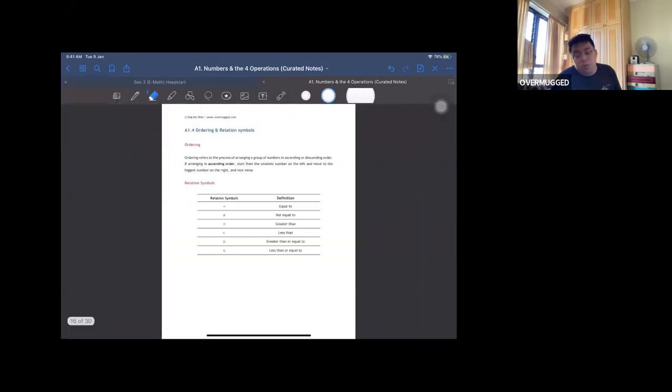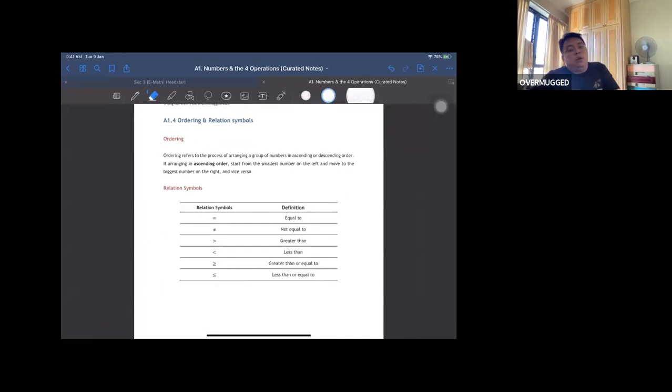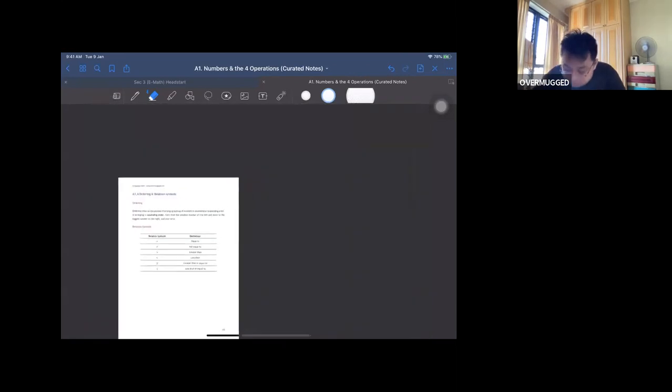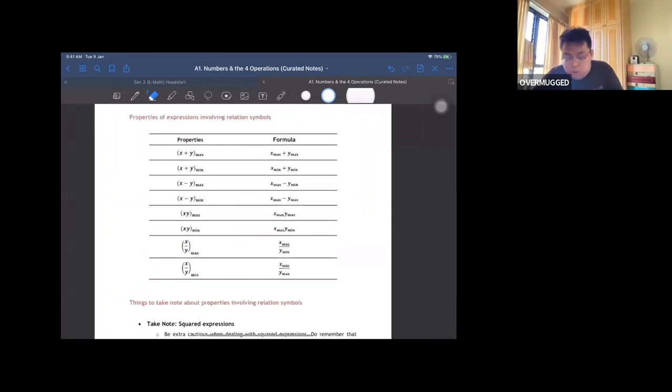Okay. Next is ordering and relation symbols. This is also something that the majority have learned before, but you may not have encountered these kinds of questions before, so I want to show you what I mean. Ordering and relation symbols are your inequality symbols: equal, less than, greater than, less than or equal to, and greater than or equal to. Now, this is not the chapter for inequalities, but there is a specific question type that we need to know, which is this concept here.